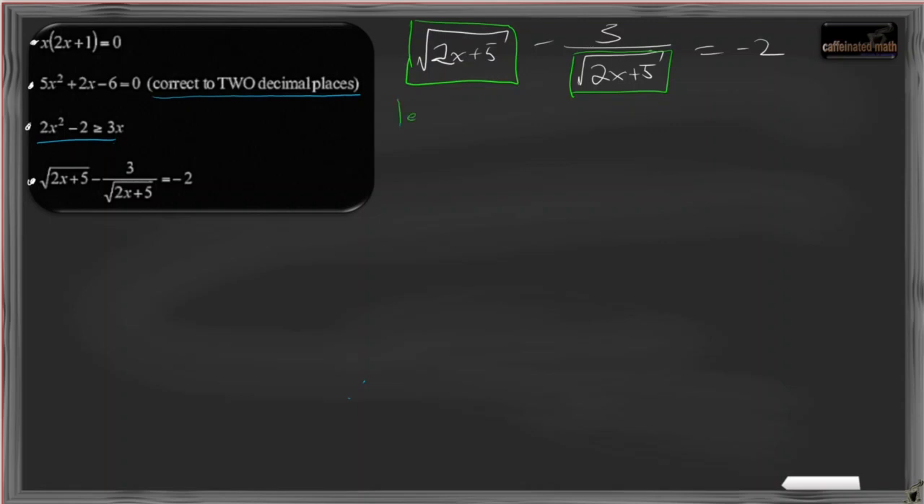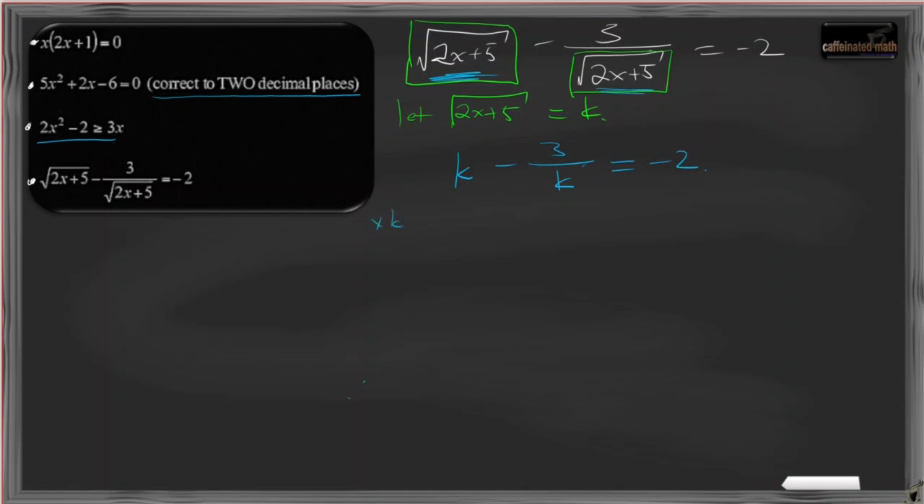And for that, we'll just say let the square root of 2x plus 5 equal some letter k. Well, what does that do to this equation? There's a 2x plus 5 being square rooted, so that becomes a k, and then we have -3 over, of course, another k, and that's all just equal to -2. Well, that's a lot better.